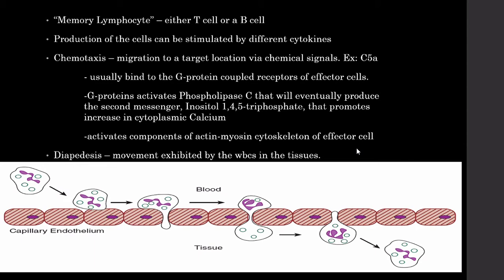Now, production of the cells can be stimulated by different cytokines. Okay? Mamaya we will talk about those cytokines. These are proteins that stimulate the formation or reaction of the cells. So we have the movement called chemotaxis. It is the migration to a target location via chemical signal. This is the step number 2 in your acute inflammatory response.